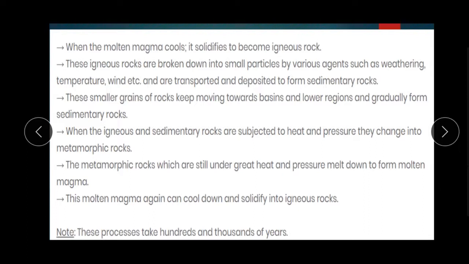These processes take hundreds and thousands of years. Okay, children. Like this, when one rock changes its form and forms another rock, that is called the rock cycle.